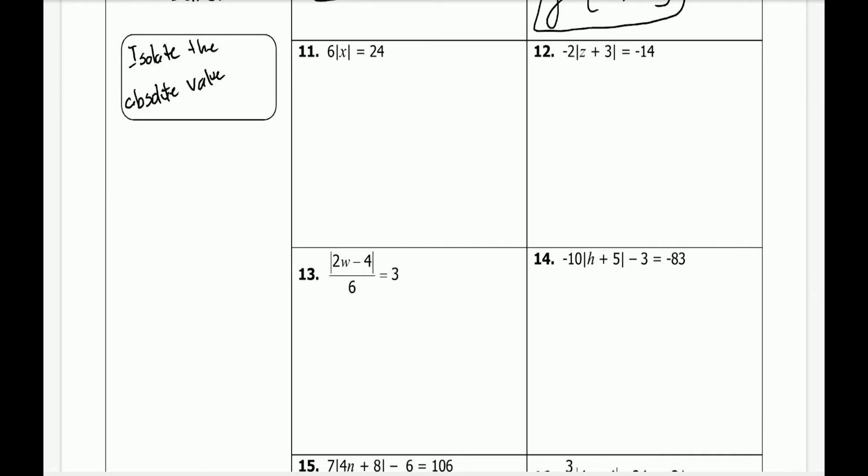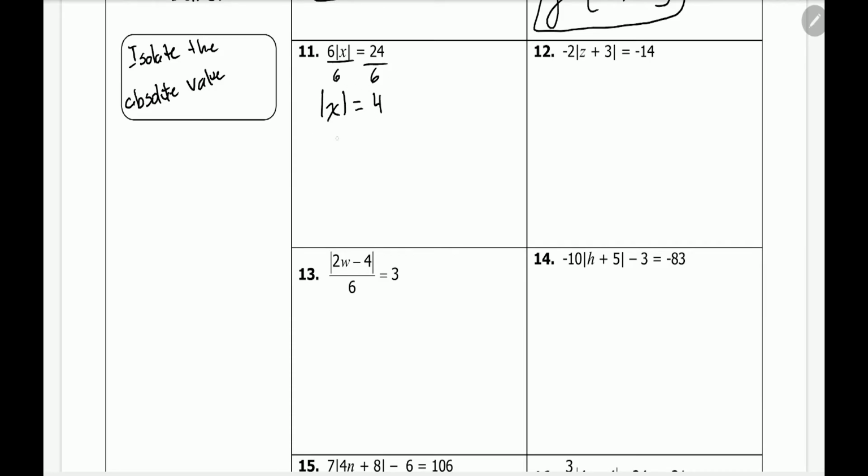Well, what's different? With this one, we have a number being multiplied outside of the absolute value sign. So what we have to do is isolate the variable, or rather isolate the absolute value, no matter what. In order to do that, we have to get rid of the 6. So we're going to divide by 6 on both sides. We're going to have the absolute value of x is equal to 24 divided by 6, which is 4.